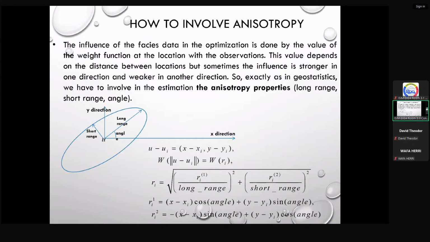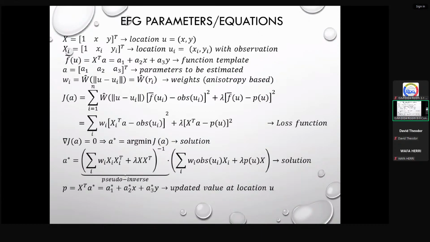Also, the weight function depends on the anisotropy properties. So taking into account the influence is stronger in one direction and lower in the other direction, we minimize that function and find the value of the parameters A.